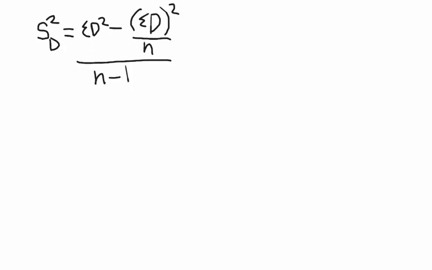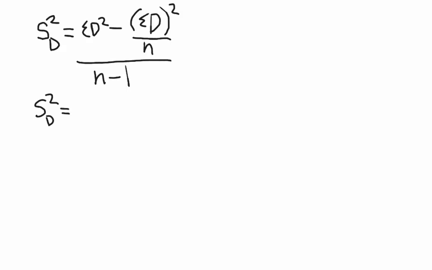the sum of the difference scores squared minus the quantity, the sum of the difference scores, squared, divided by the sample size, and all of that is going to be divided by the sample size minus 1.